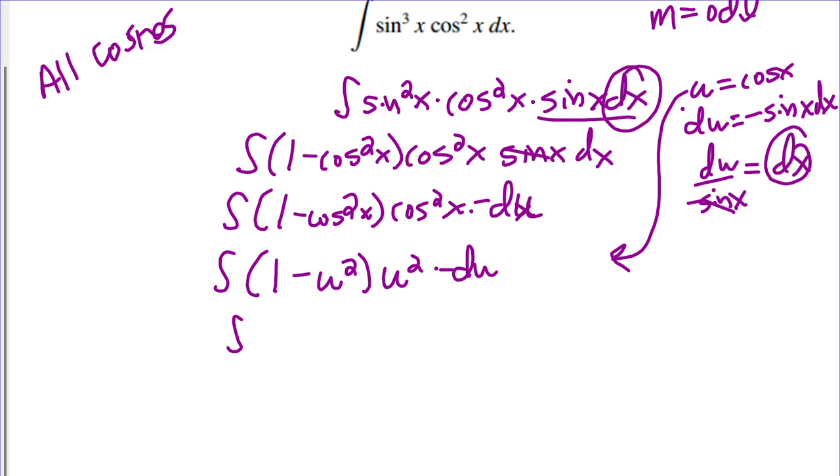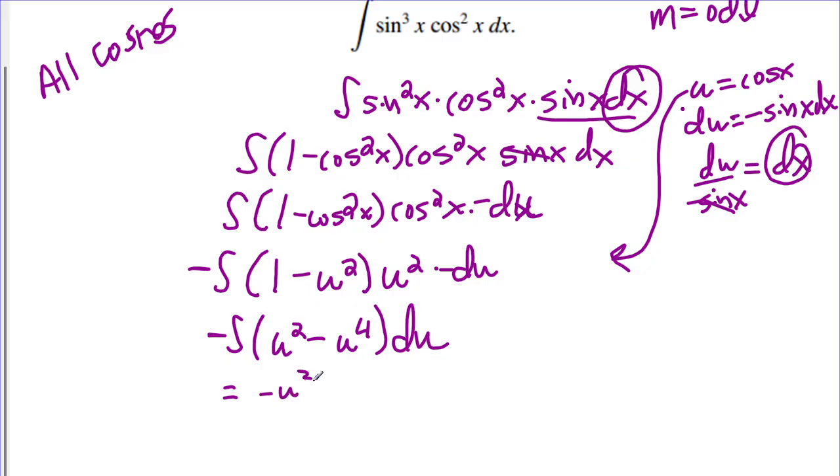And that will be u squared minus u to the fourth times du. And now we can come back and integrate. We'll add 1, divide by 3, so we get a, and I think that negative should have gone out to the front. So now we can integrate.